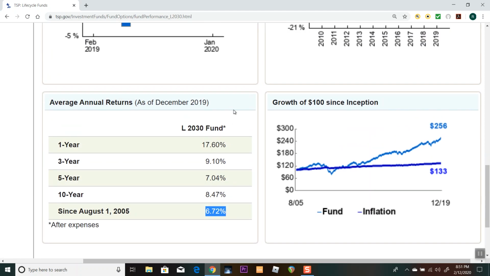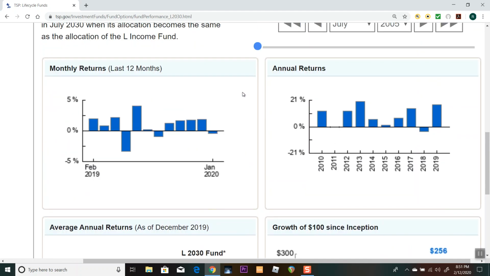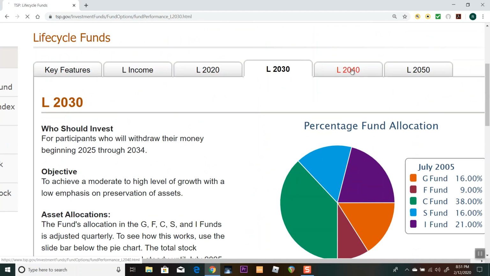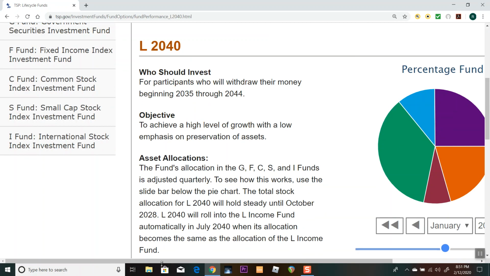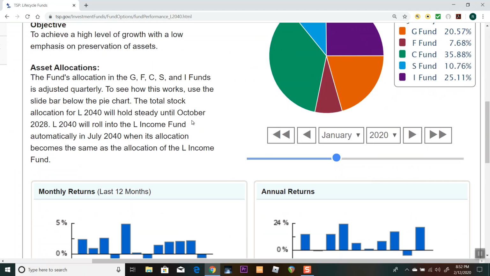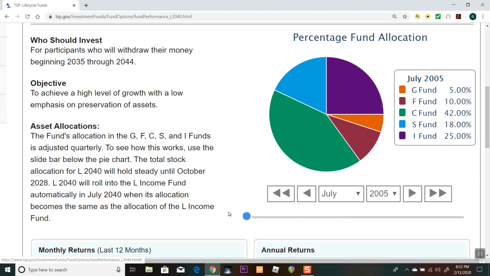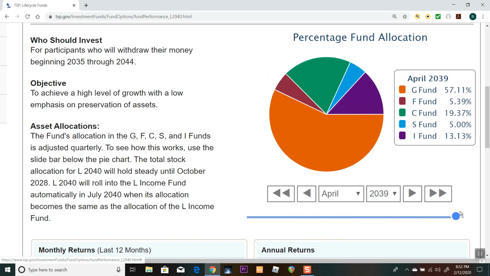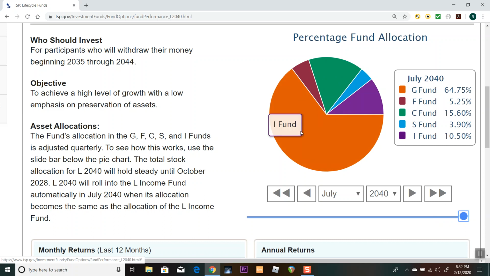So, it's barely above inflation, and it's not a lot of growth there. So you got to think about that. And the 40, you have a longer horizon, 2035 through 2044. And you can see it's the same thing. The further out you have, the more you're going to have in these others, and the less you're going to have in the orange. And as you move to the end, when it's time to withdraw, they're all going to look like this. The orange G fund is going to be the majority.